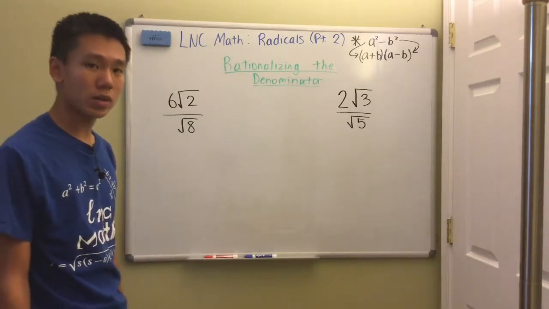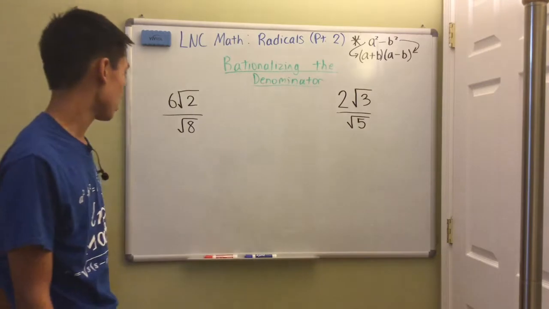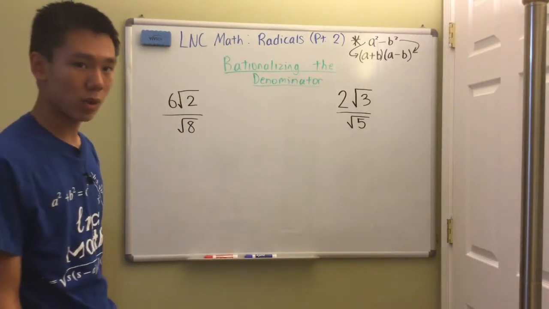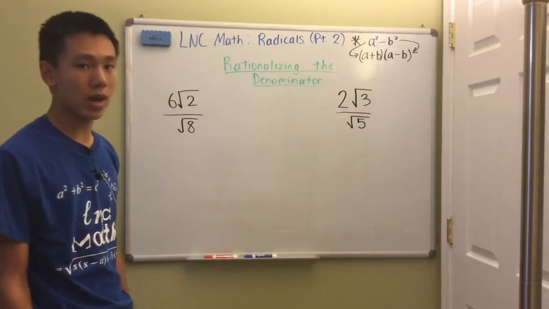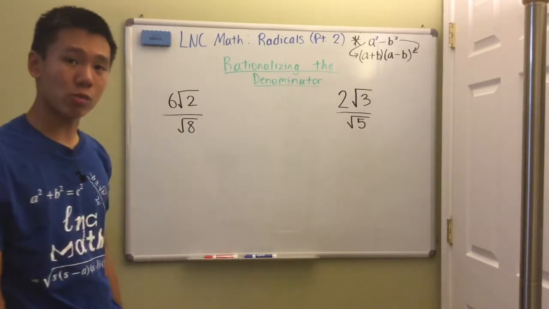There are two ways you can do that when there's only a square root in the bottom, the denominator. You can either simplify and then get rid of the square root in the denominator, or you can do the opposite, which is get rid of the square root and then simplify. I'm going to show you both ways.